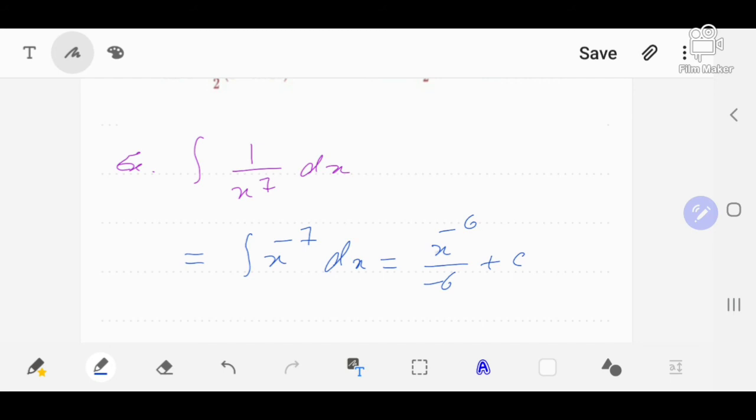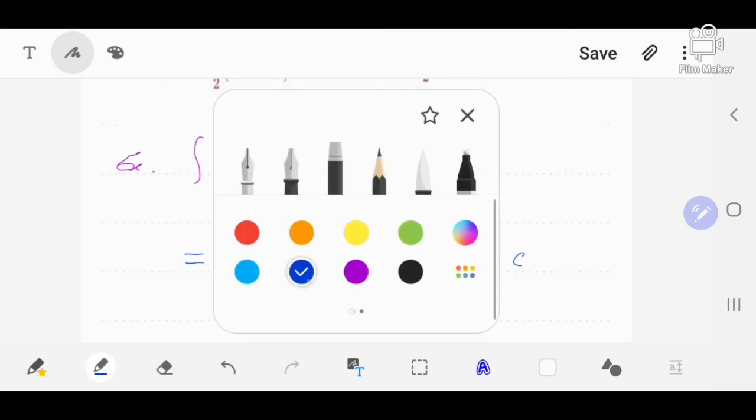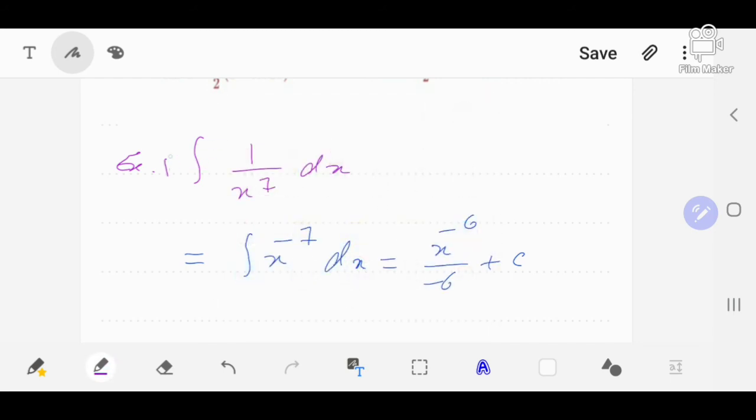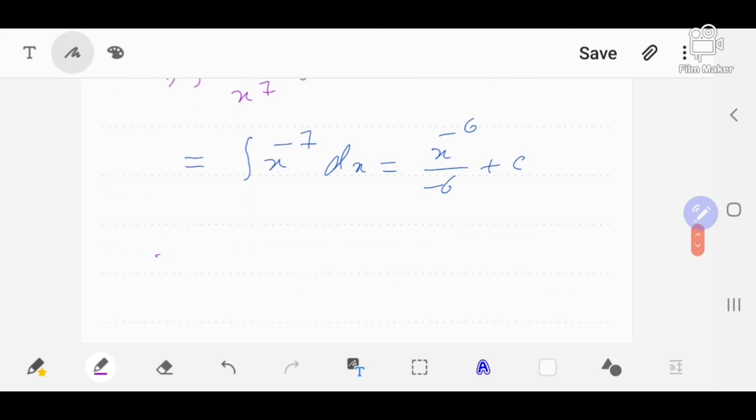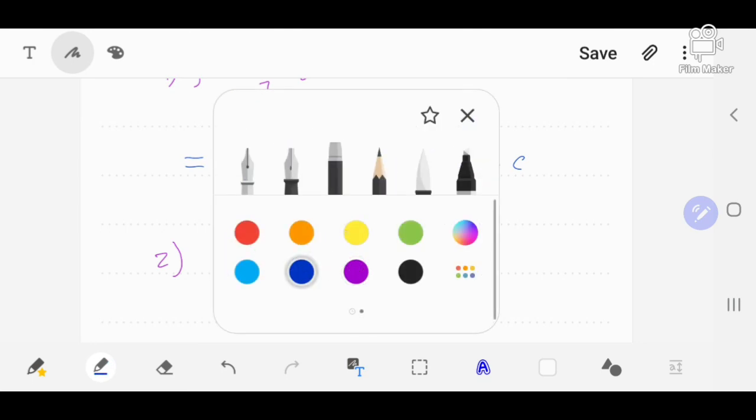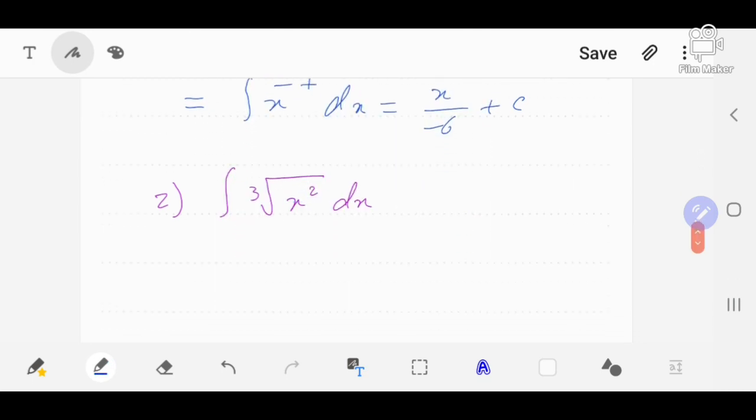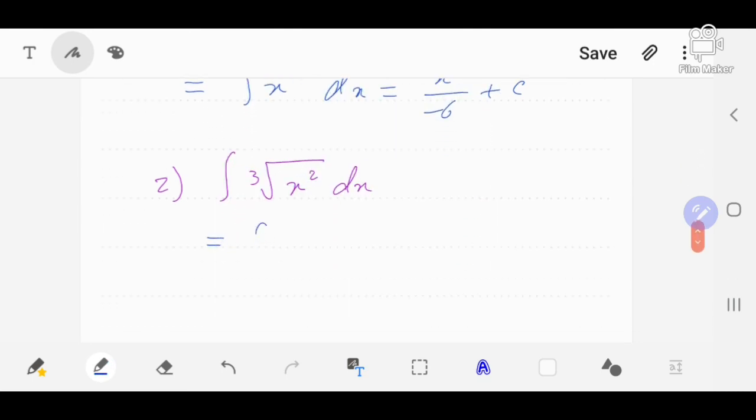Okay, what if I have integration of square root x to the power of 2 thirds dx. Again, we need to get rid of the radical, so this will be integration of x to the power of 2 thirds dx, which means I have to add 1 to the power: x to the power of 5 over 3, over 5 over 3, plus c.